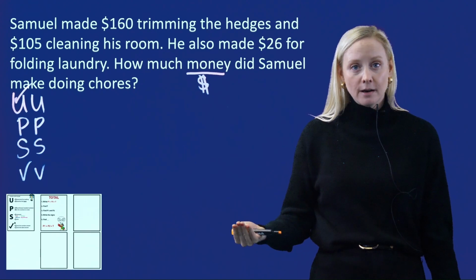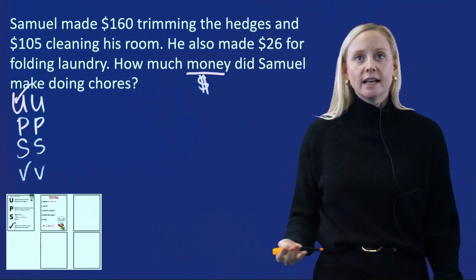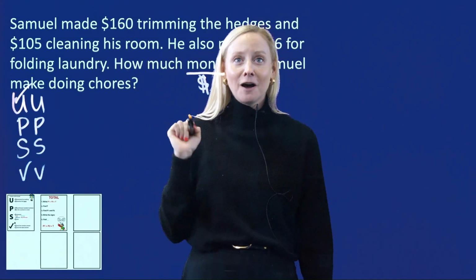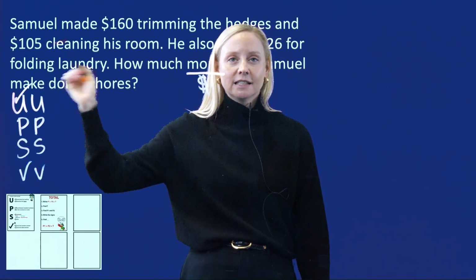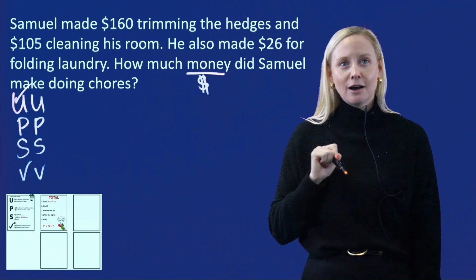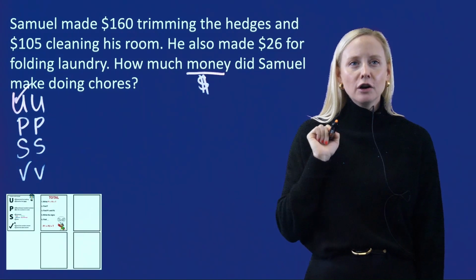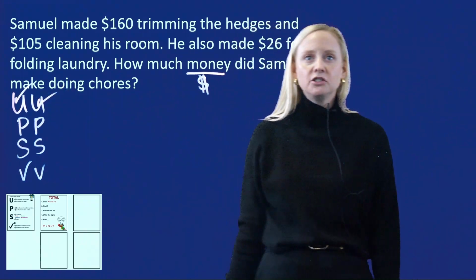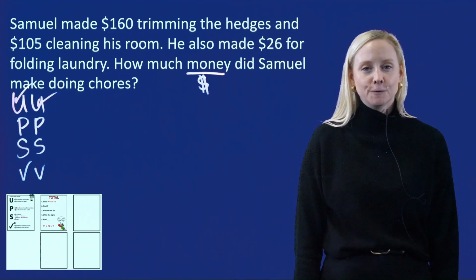Now we need to check our numbers to make sure they're relevant or related to money. Our first number is 160. That's about dollars, so we need that. Our next number is 105. That's about dollars, so we need that. And our third number is 26, again about dollars. We don't have any irrelevant information. We can check off that second U.